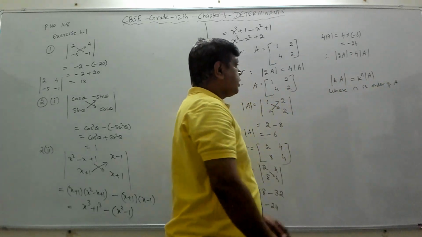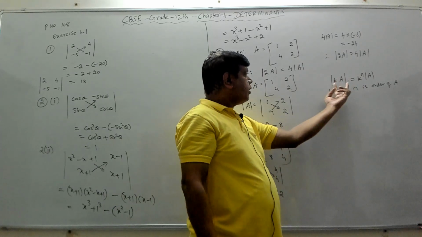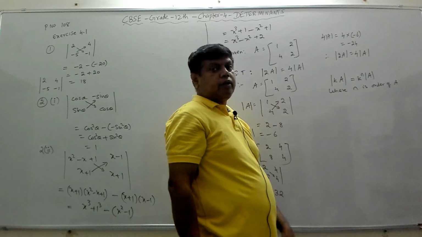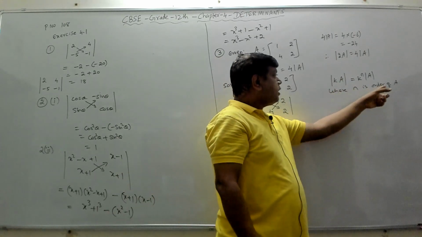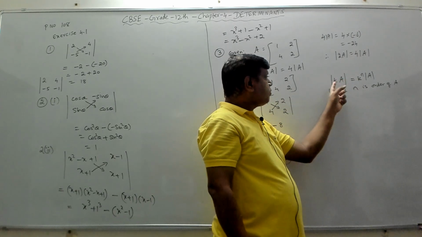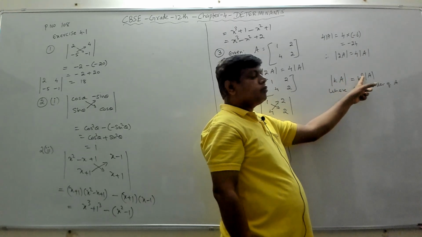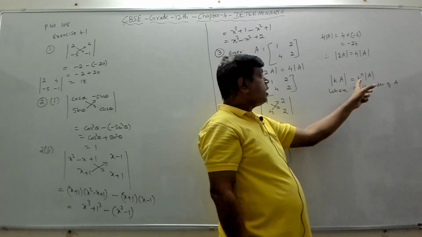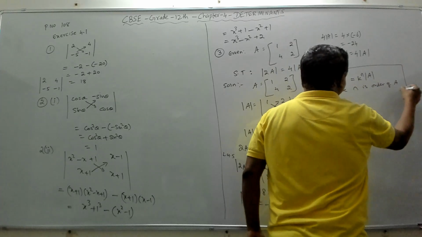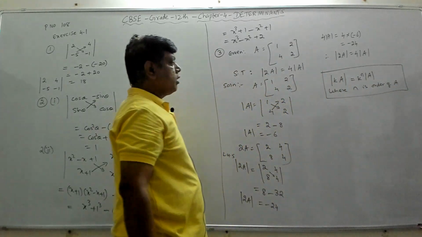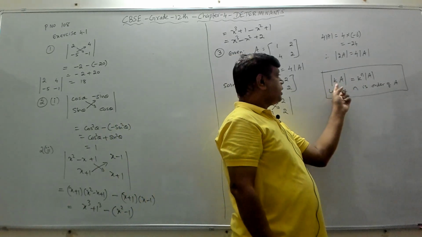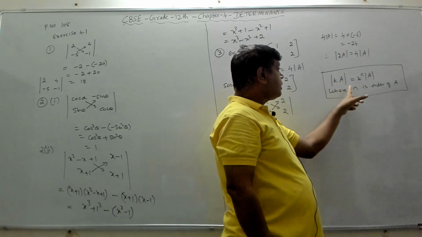If the order of the matrix is 2, then determinant of KA will become K square times determinant of A. If A is a 3 cross 3 matrix, which means the order is 3, then determinant of KA will become K cube determinant of A, because n is 3. This is something we will keep using whenever we want to find the determinant of such a matrix, where small k is a number and A is a matrix.